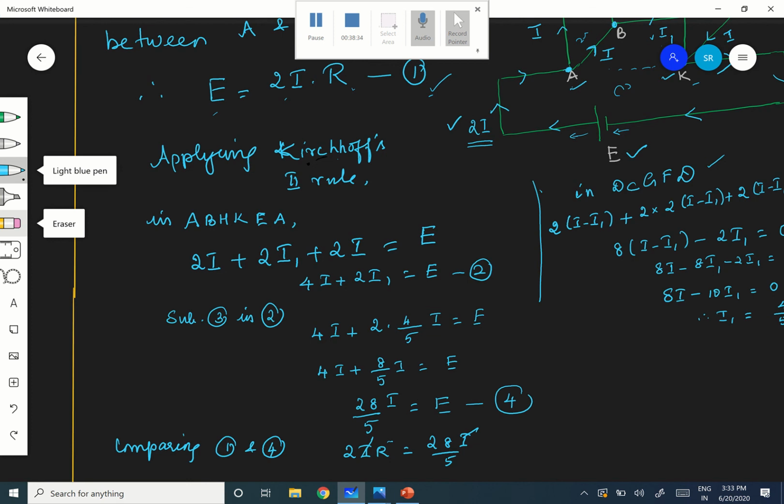Okay, therefore you will be getting, this implies your R is equal to 28 by 10. Therefore that is nothing but 2.8. That's it. Is it clear?